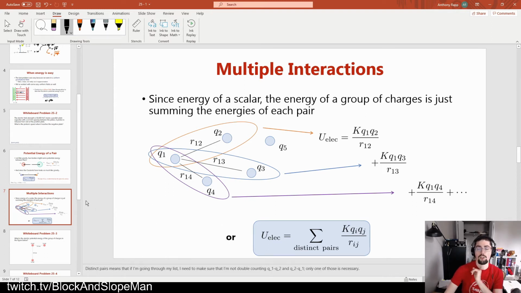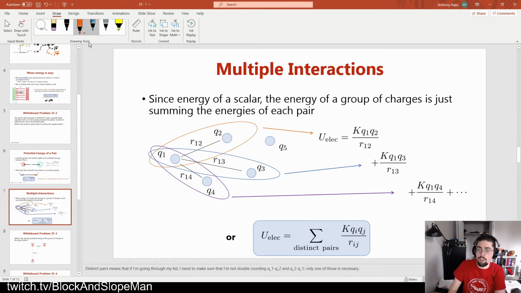Finding the potential energy of an ensemble of charges like this, or a group of charges like this, is actually pretty easy. It's not so bad. All that we need to do is think about each individual pair of particles and the potential energy between those. So if I wanted to know the potential energy of all of these charges together, I would take the grouping 1 and 2, and 1 and 3, and 1 and 4. And then also 1 and 5.